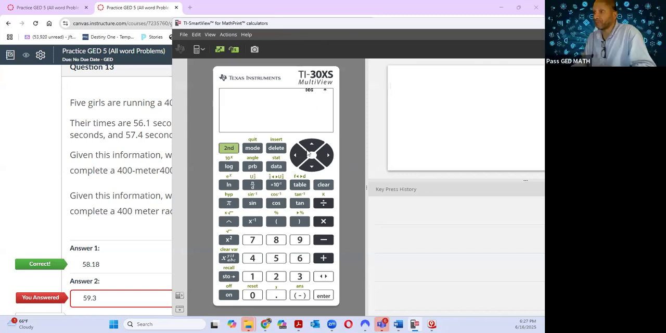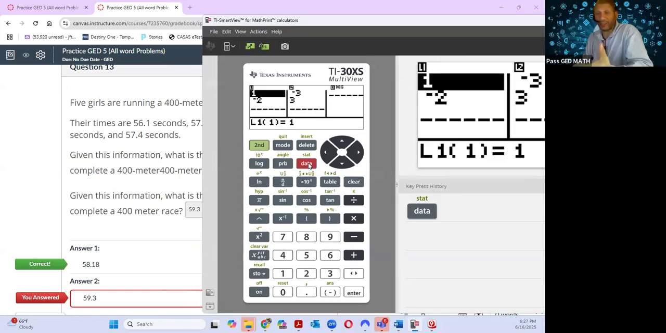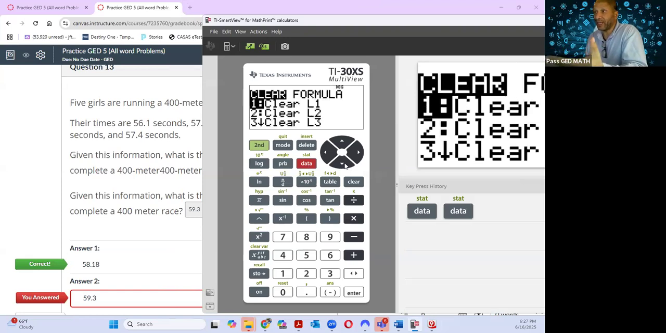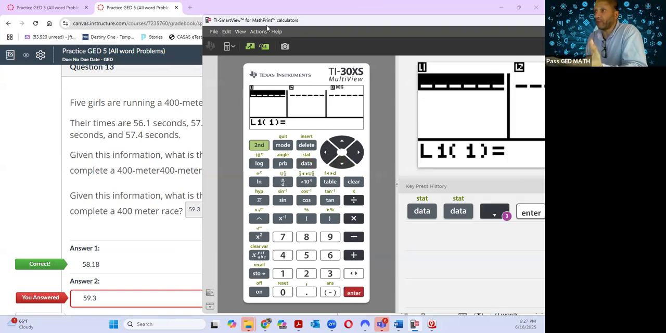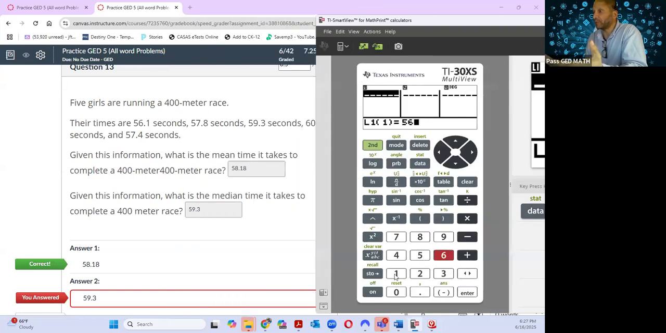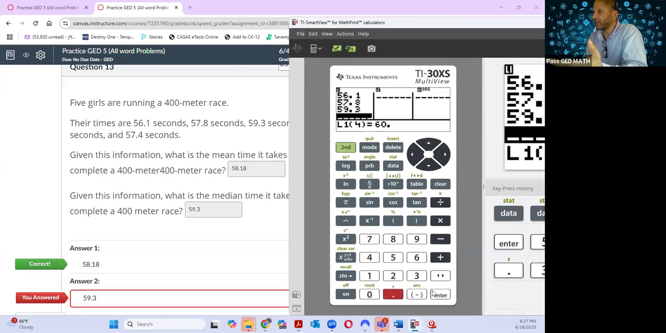Watch this. I'm going to hit data again, and I'm going to hit clear all. And then in my first column, I'm going to type these times in. 56.1, enter. 57.8, enter. 59.3, enter. 60.3, enter.